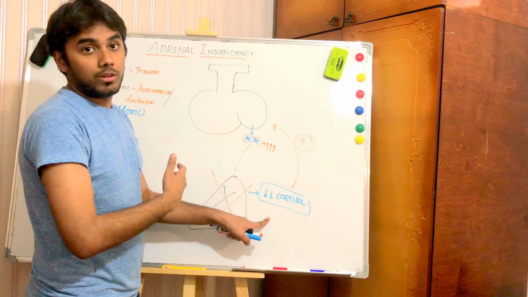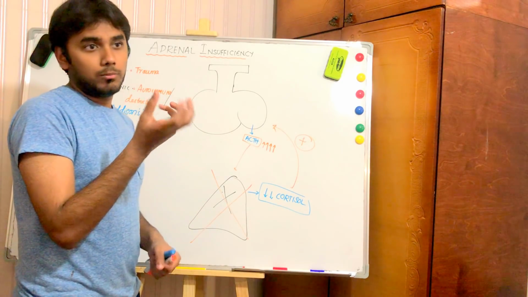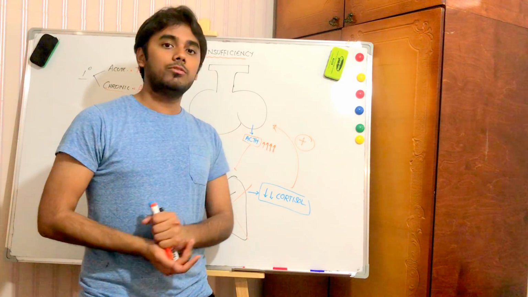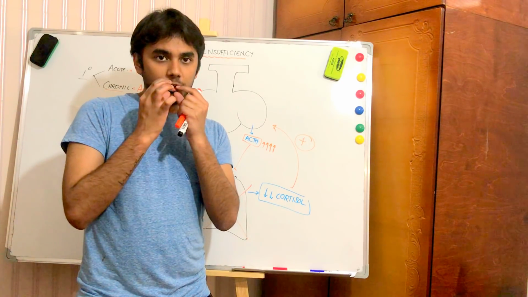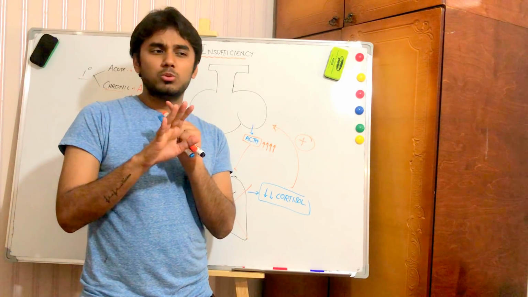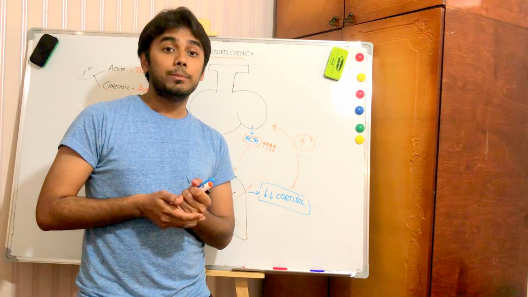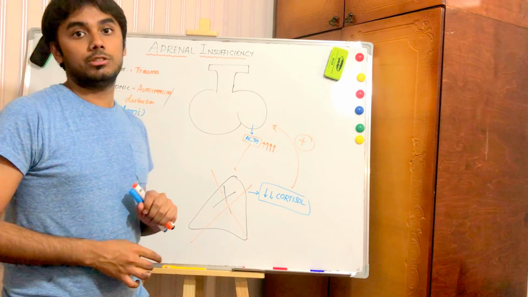Now, one more thing: increased ACTH and decreased cortisol level. What is another way, what is a clinical diagnosis? By seeing the patient, you have to tell that he has primary adrenal insufficiency. It is hyperpigmentation. When you pull the lips down, there is a mucous membrane, right? The mucous membrane turns dark in color. This is called hyperpigmentation. It is seen only in case of primary adrenal insufficiency.